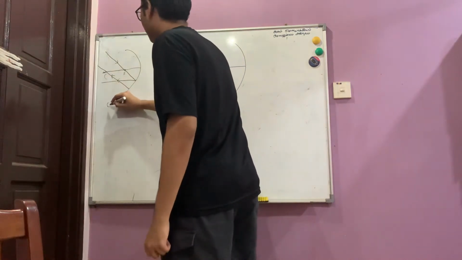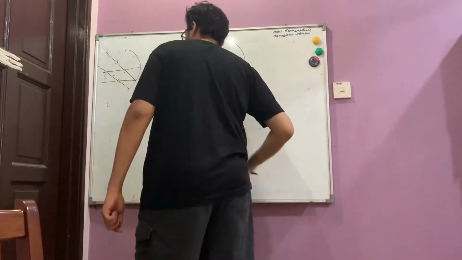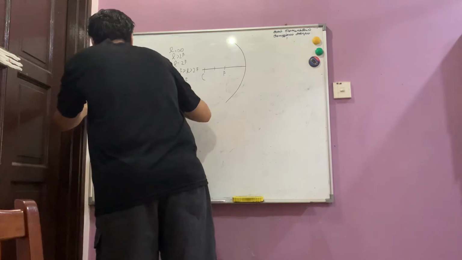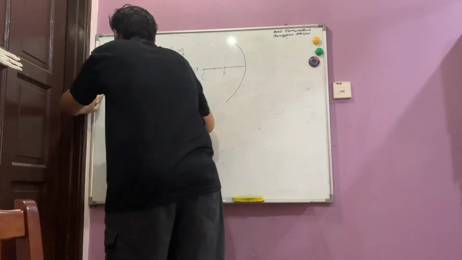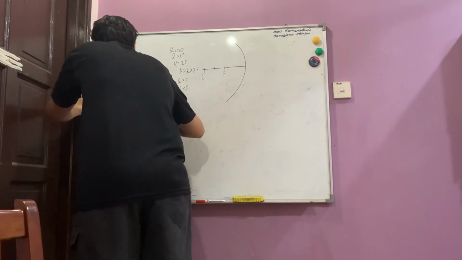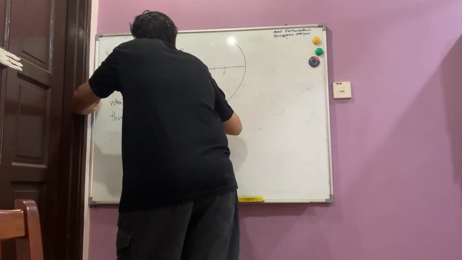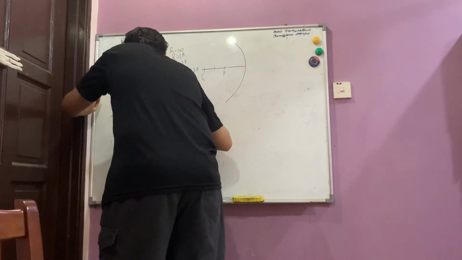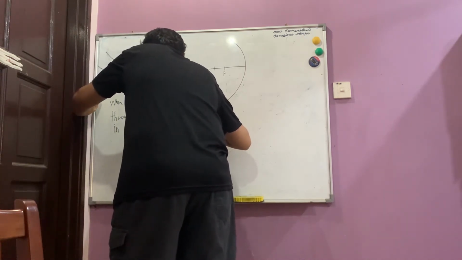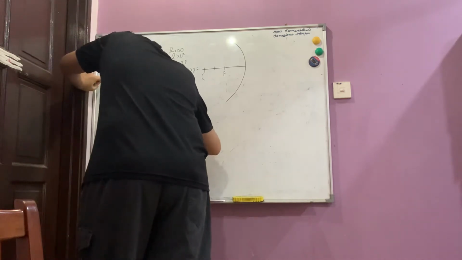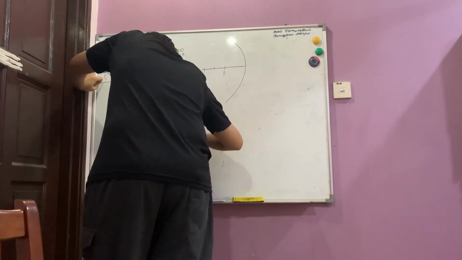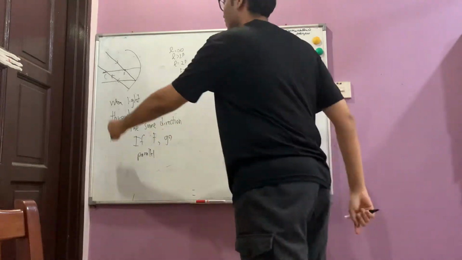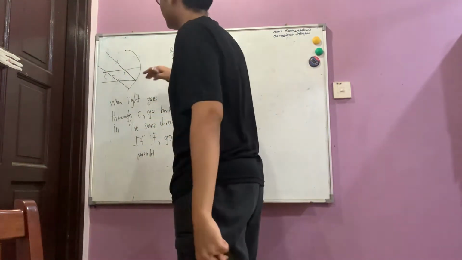When light goes through C, it goes back in the same direction. When it goes through F, it goes parallel.